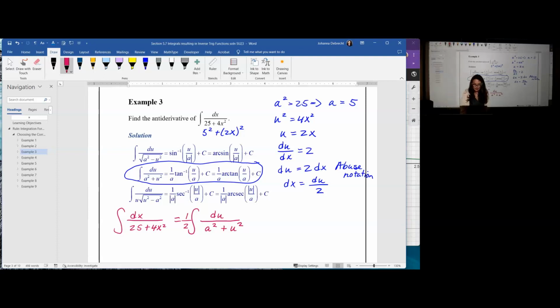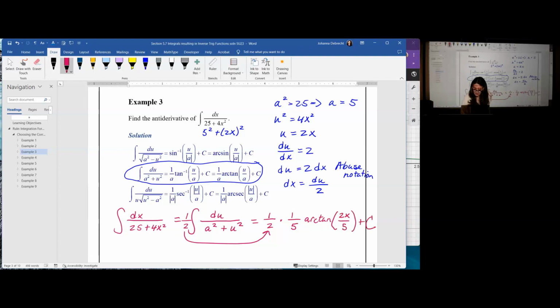I go ahead and apply the formula, which tells me to take the 1/2, which I already have here, and multiply this by 1 divided by a, which is 5. Then I'm going to multiply that by the arctangent of u divided by a. U is 2x and a is 5.